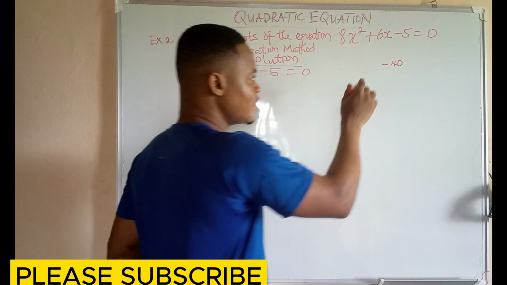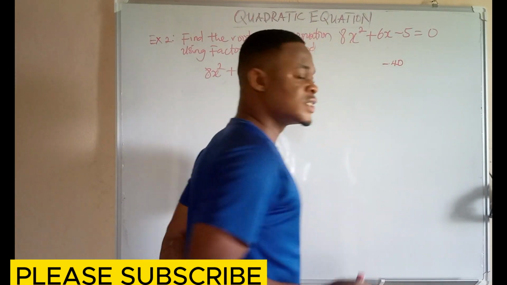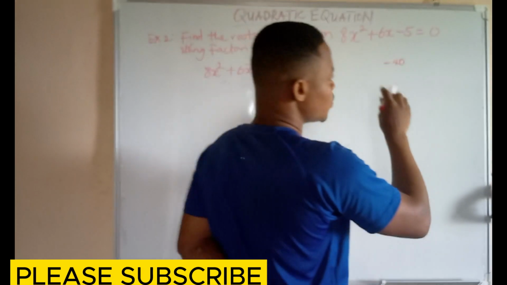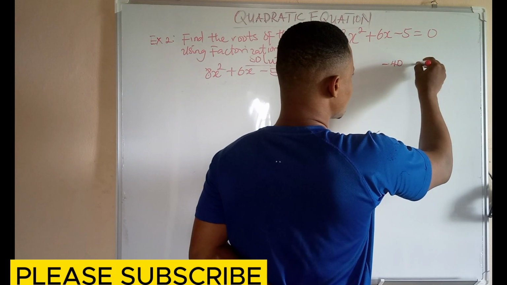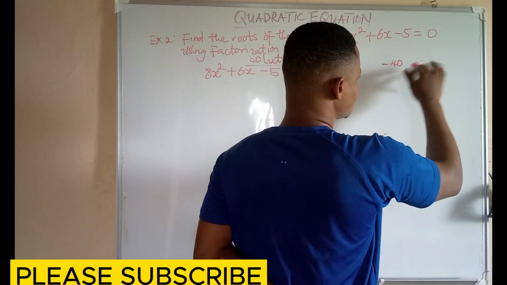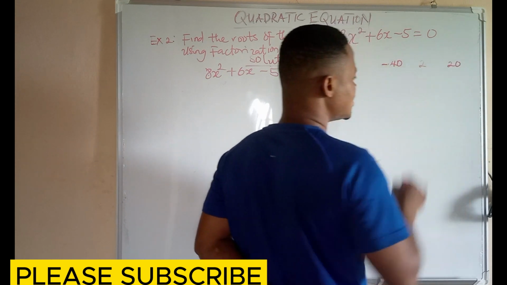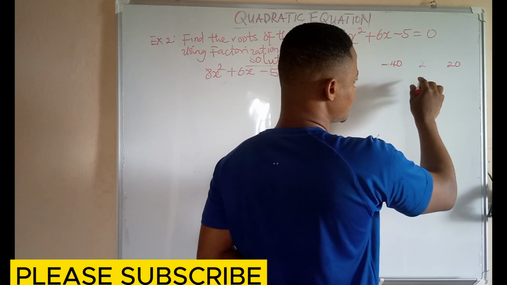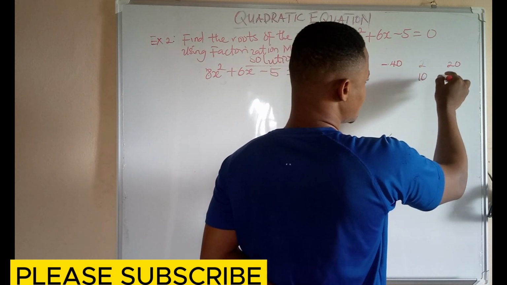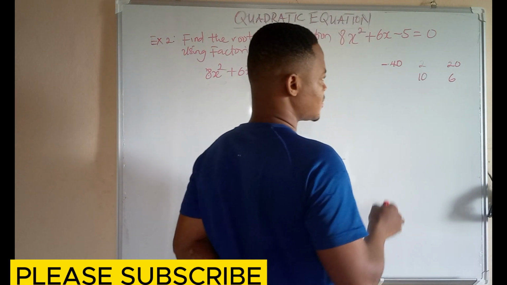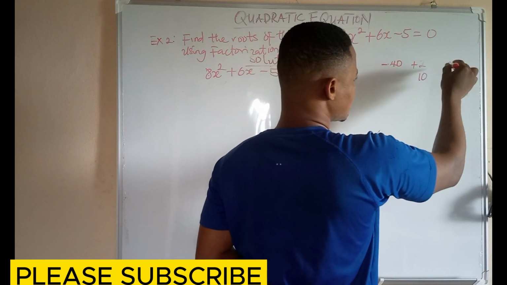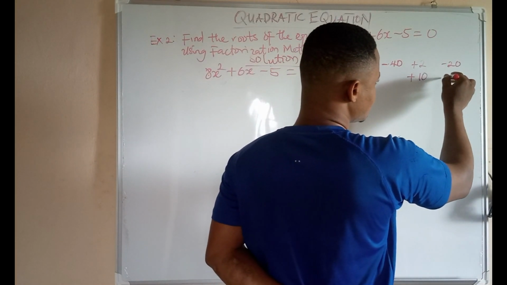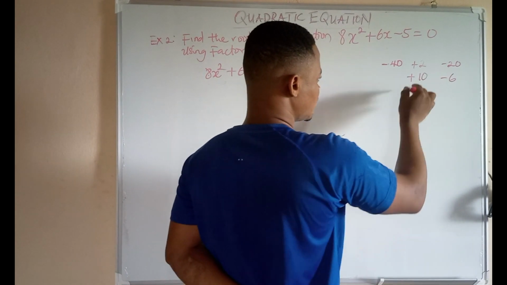Secondly, what are the factors of 40? Factors of 40 are those numbers that divide 40 without any remainder. So let's go. We have 2 and 20. 2 times 20 will give us 40. Which other thing can divide? We have 10 and 4. Let's say plus 10 and minus 4, this will give us minus 40.